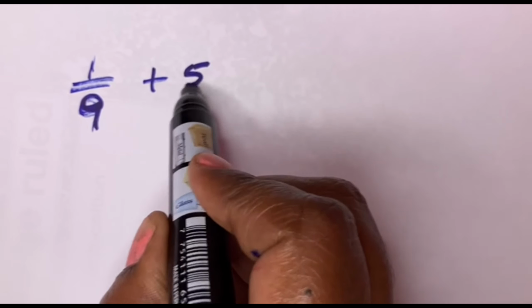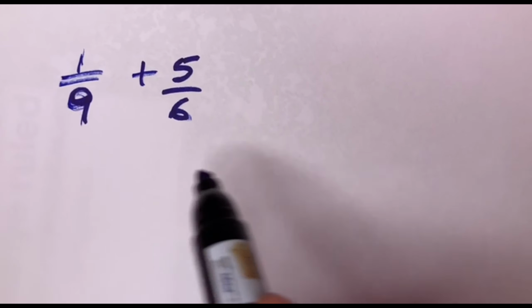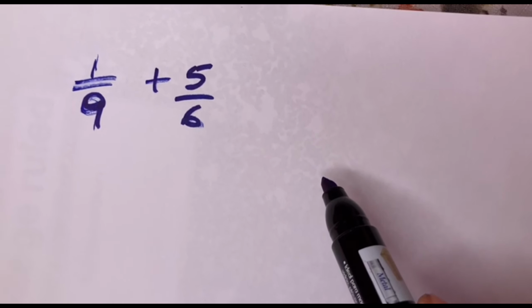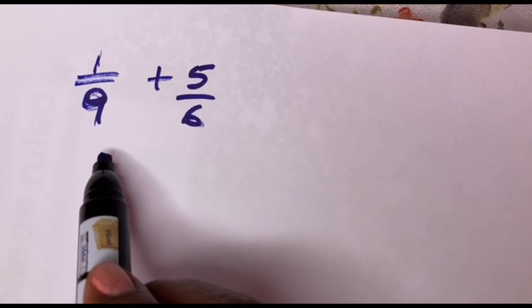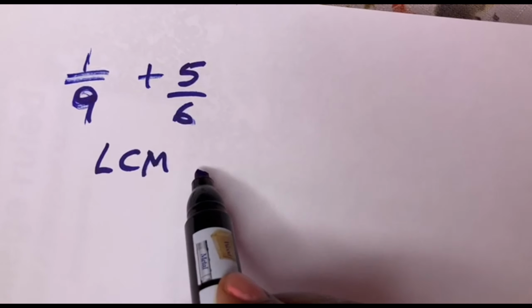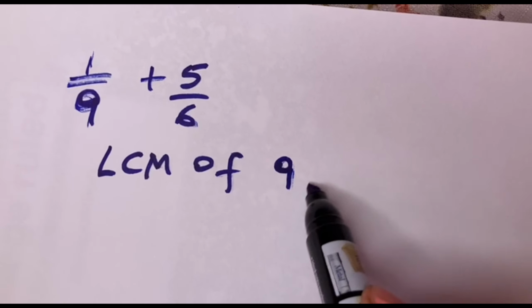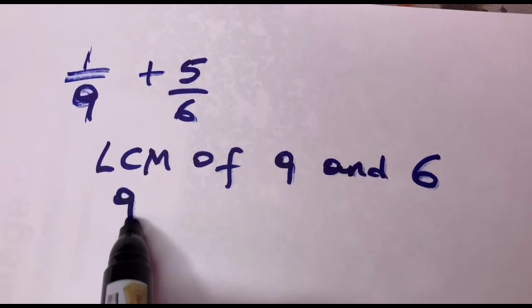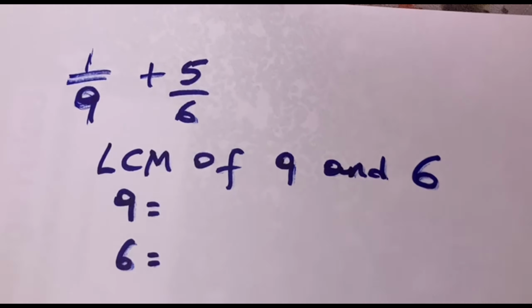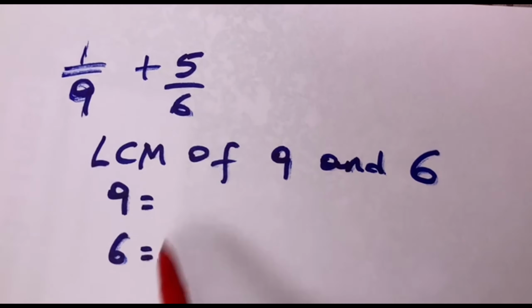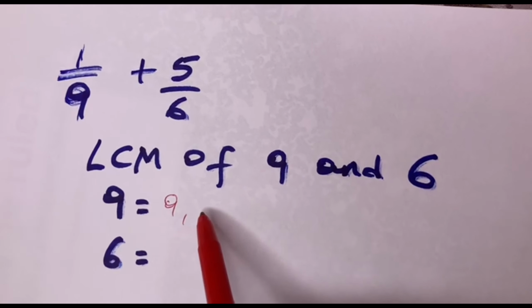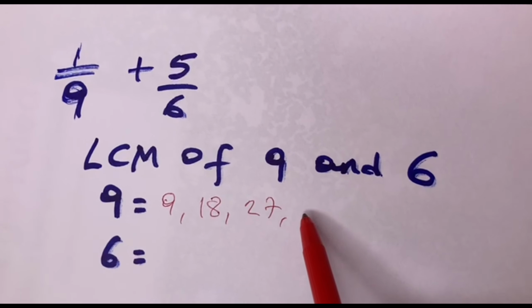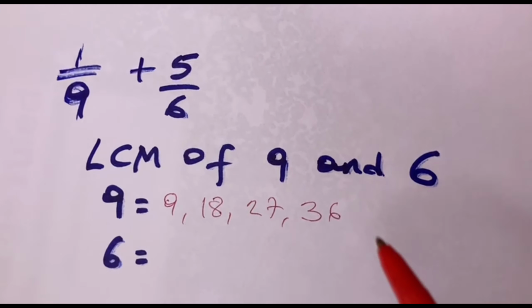plus 5 over 6. As you see, 9 and 6 are different numbers, so the fractions have different denominators. As usual, we have to take the LCM of 9 and 6. So we continue to multiply the numbers. Okay, 9 times 1, 9. 9 times 2, 18. 9 times 3, 27. 9 times 4, 36. Okay, I think it's enough.